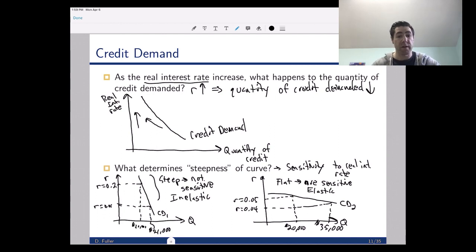So our next order of business here is going to be to understand what is going to shift that credit demand curve to the left and to the right.